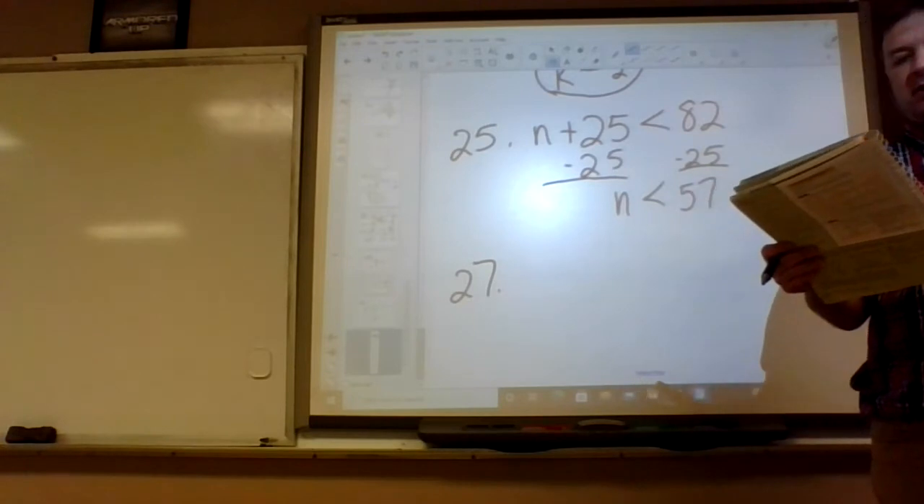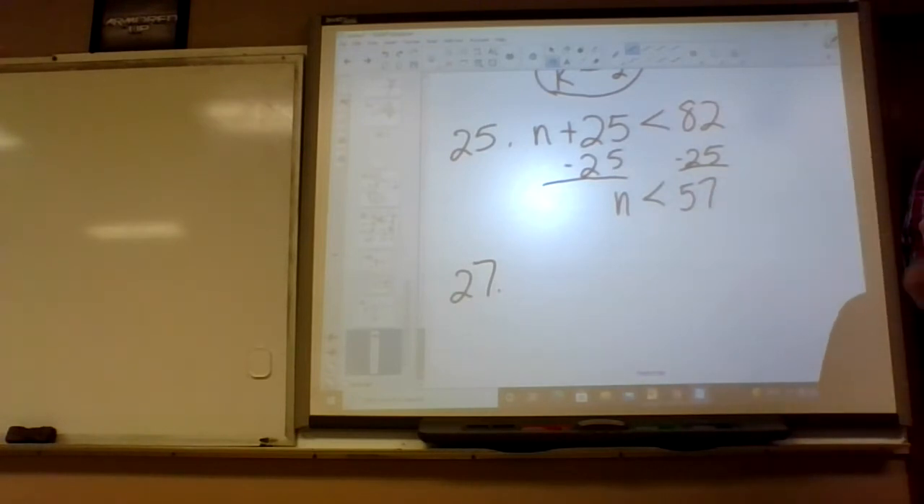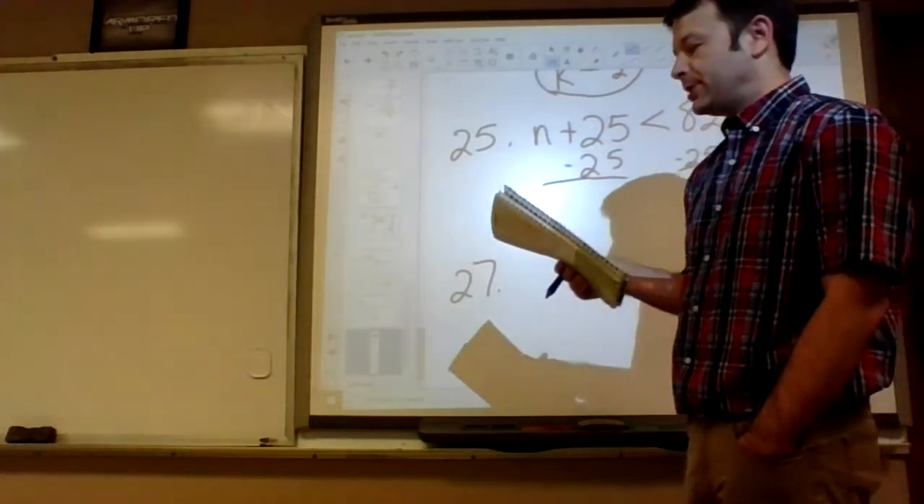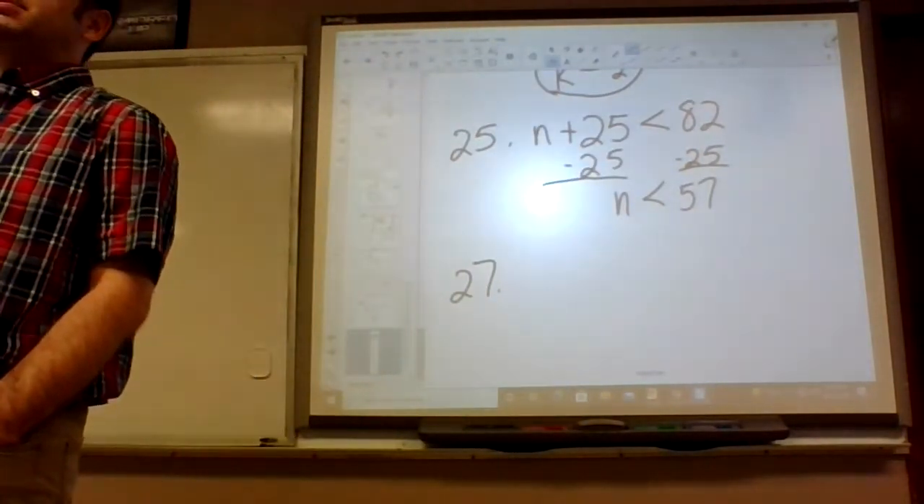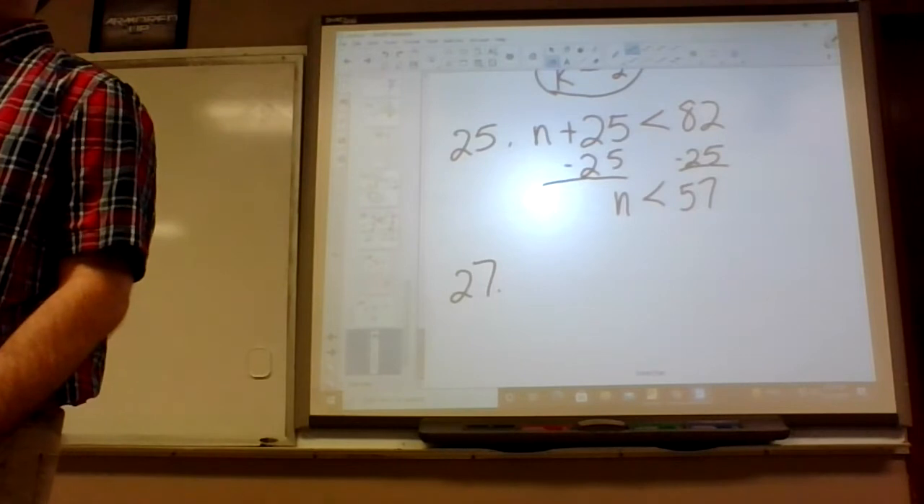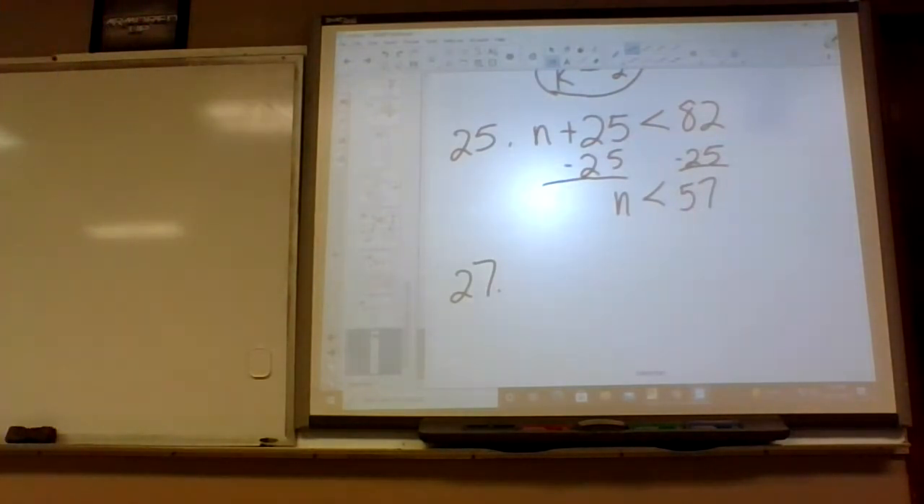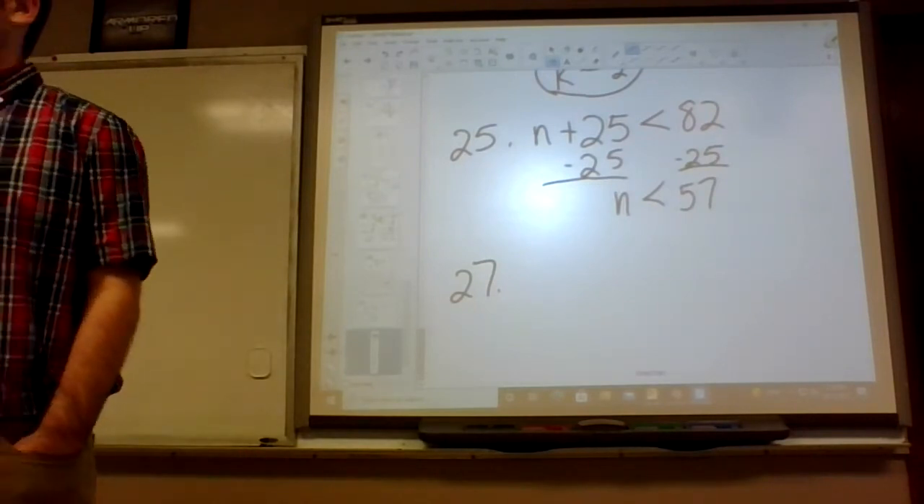Okay, 27. An elevator is rated with a maximum weight capacity of 750. What do you think that means? Anybody? If the elevator is rated with a maximum capacity of 750 pounds, it can hold up to 750.